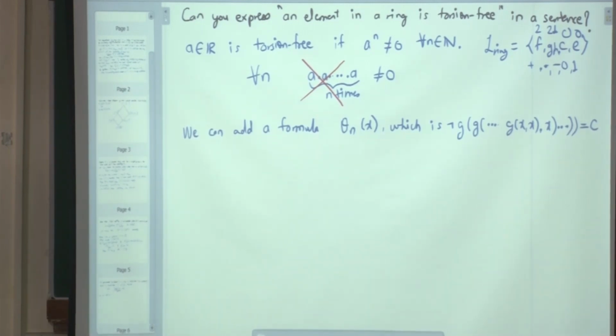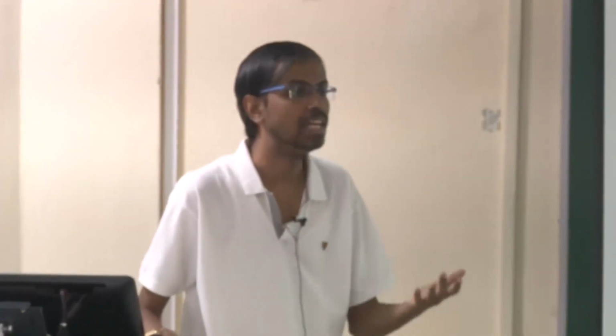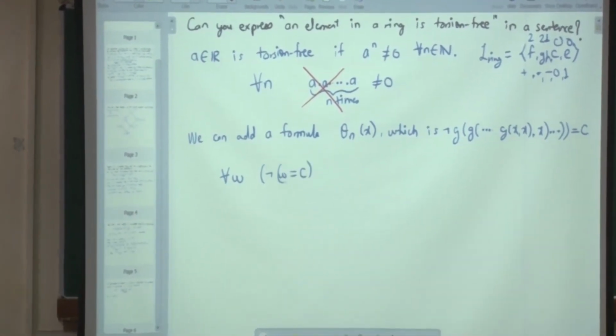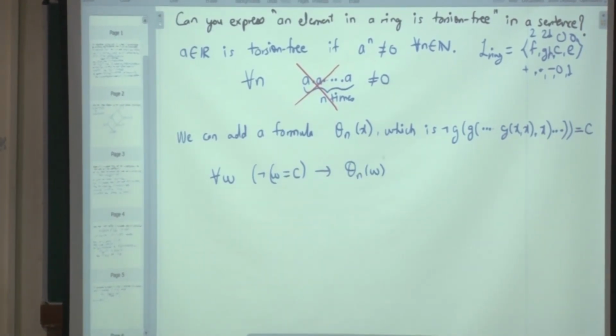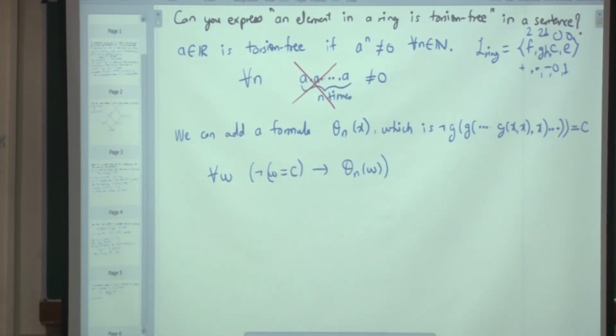So this is the formula which expresses that x is not a torsion element of order n, and then you have to say that x is not a torsion element of any order n. How do you write that? For all w, if w is not 0, then theta n of w holds. This will say that every non-zero element is torsion free of order n, and then you put one such sentence for each n less than omega. Now this is a set of sentences. So this is our theory of torsion free.